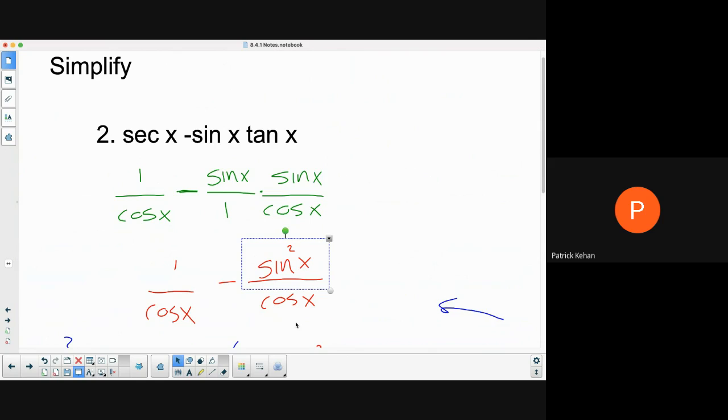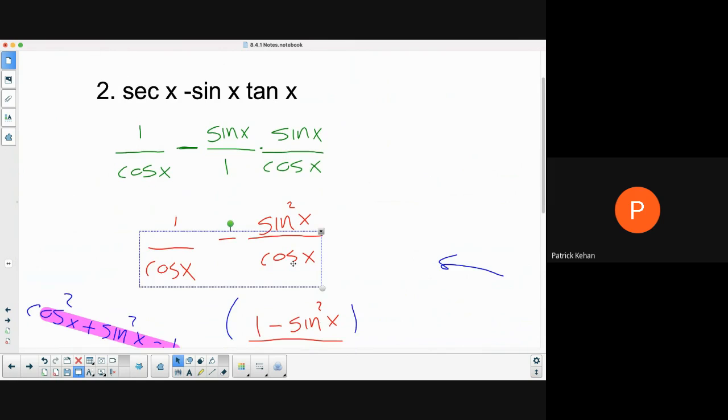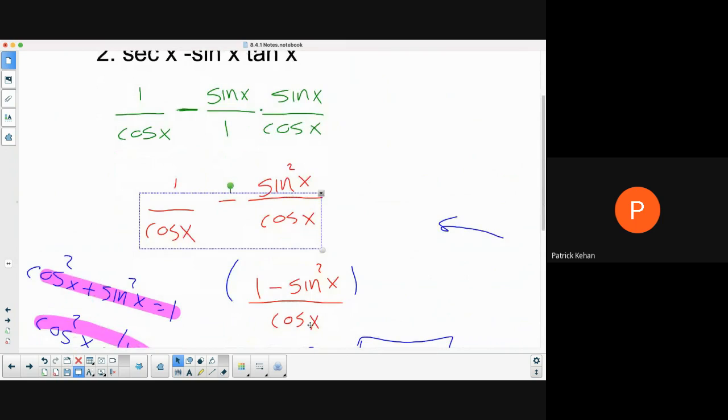And this is where your knowledge of working with fractions and rational expressions is going to be very beneficial. So we're subtracting two fractions. The denominators are the same. Occasionally, you'll need to make common denominators the way you would in any other rational expression. So I'm going to condense this into one big fraction where the numerator is 1 minus sine squared x right here over cosine x.